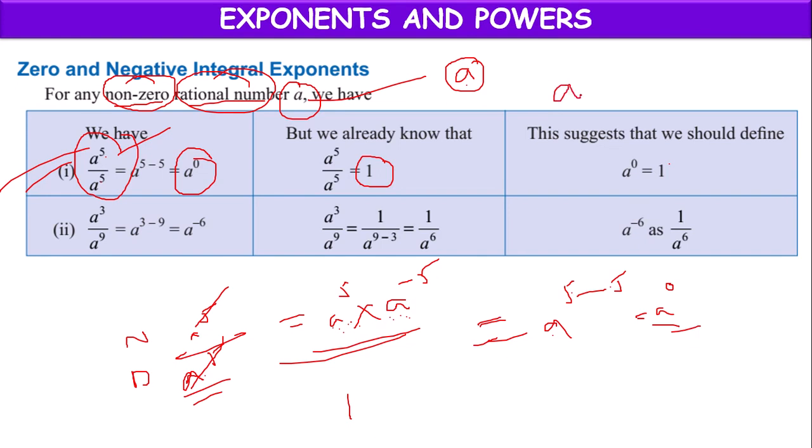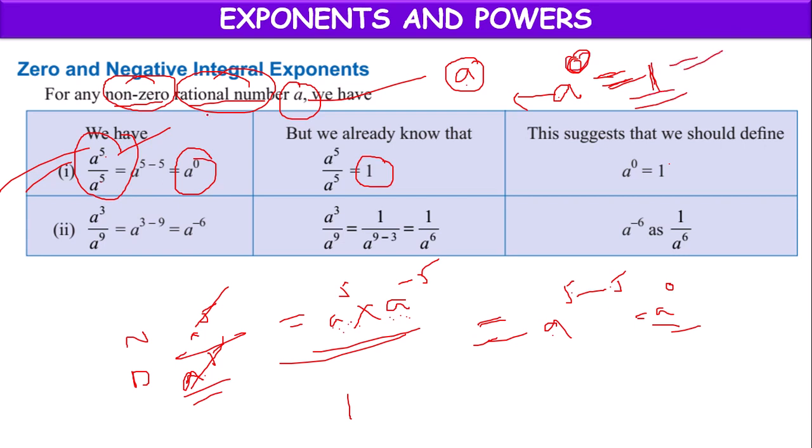It means any base, if it has the exponent 0, then its value will be 1. Here, what is a? a should be any non-zero rational number. So for any non-zero rational number a, a power 0 will always be equal to 1.